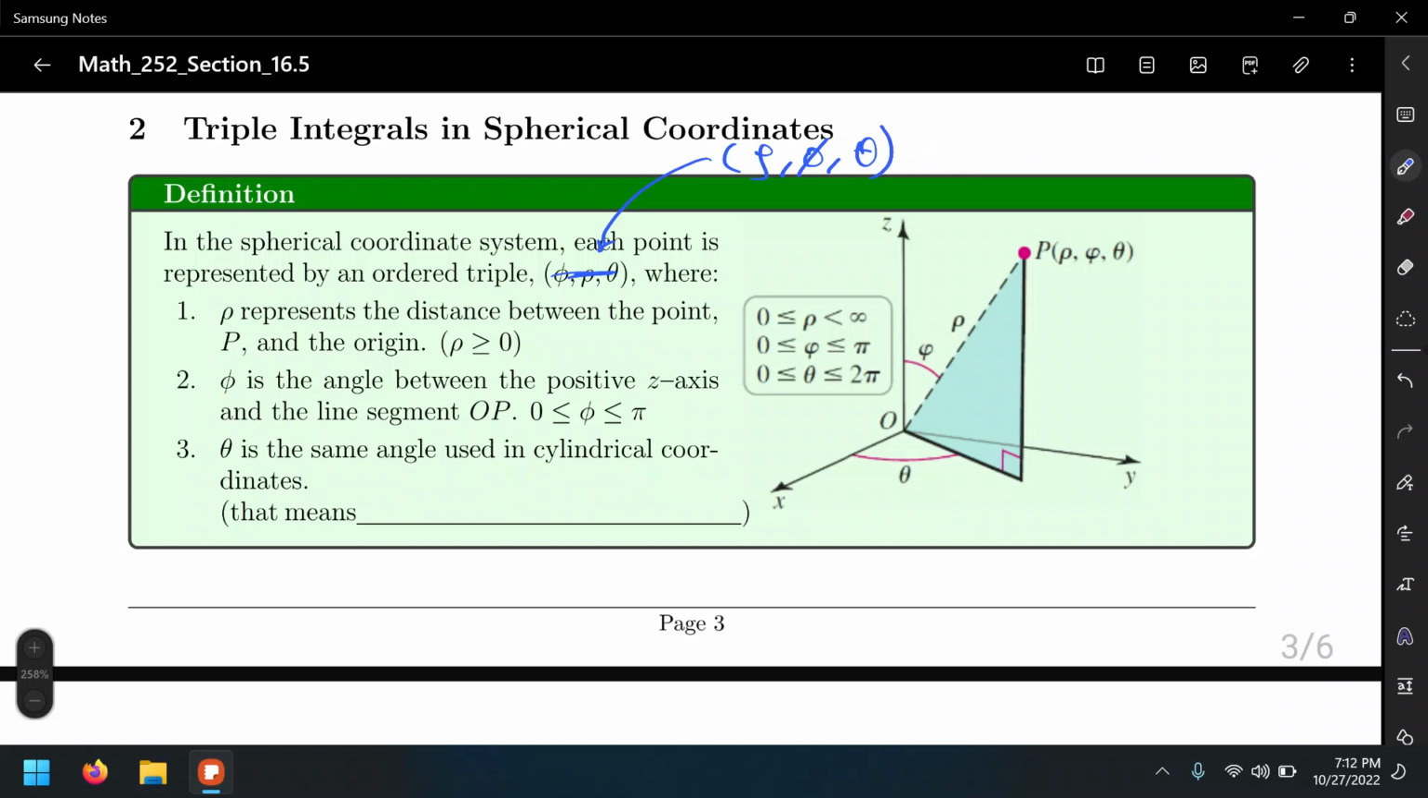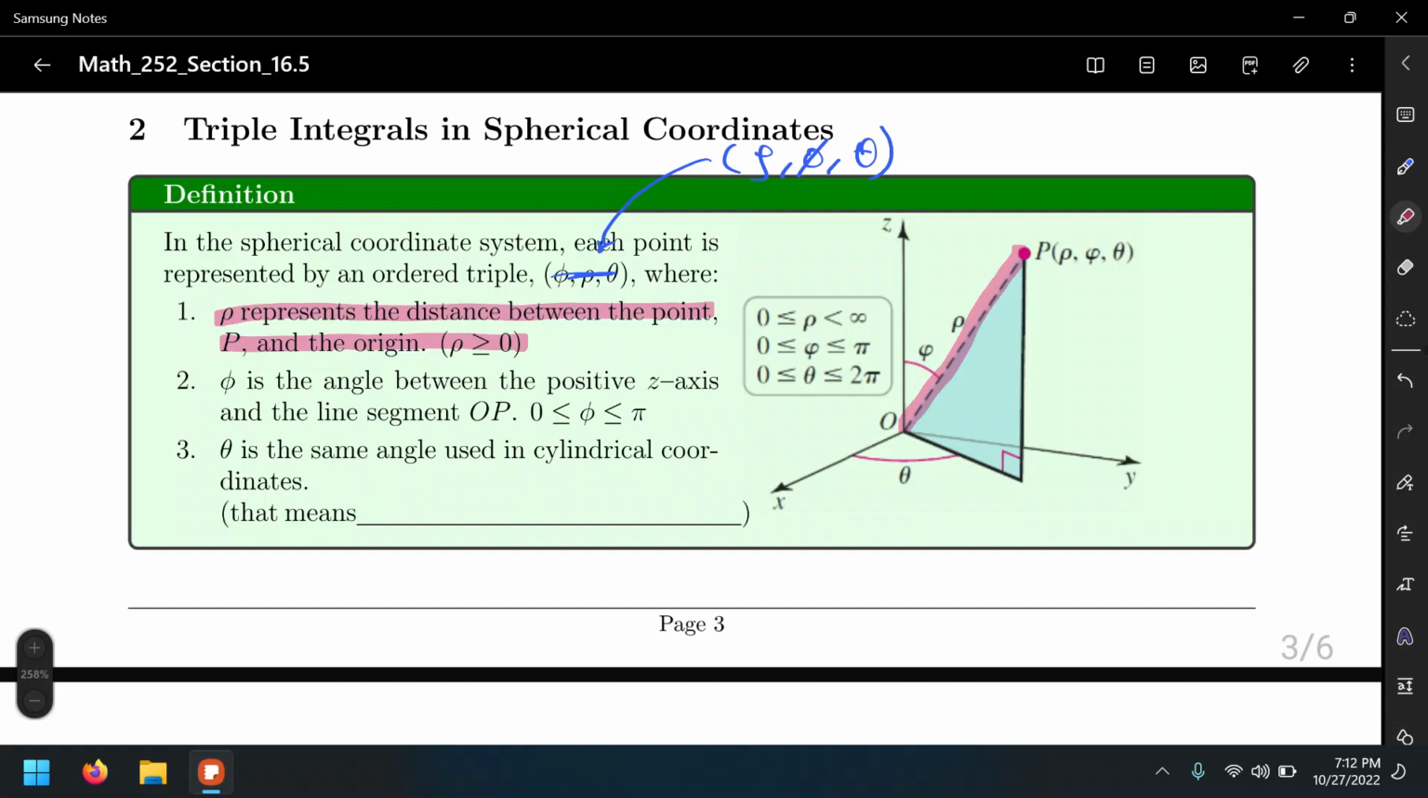Alright, so let's describe each element of this new ordered triple. This rho is the symbol that we're going to use for the radius of the sphere, and it's also the same symbol that you use in chemistry for the density. Well, that's the distance between the origin and that point. Let me highlight that distance in red.